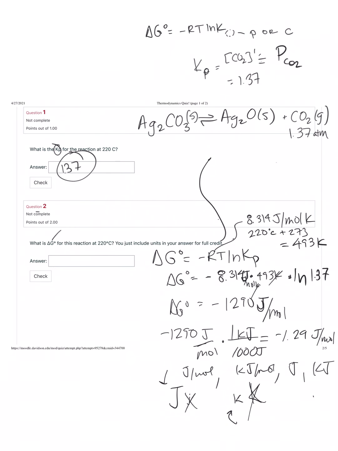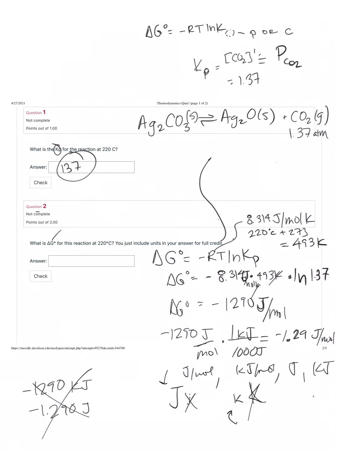It will not let me enter different cases, but it will recognize different cases when you type them in your answers. The reason we have to specify our units is because we had negative 1290 joules per mole and then negative 1.29 kilojoules per mole. If you tell me negative 1290 kilojoules, that's wrong, and if you tell me negative 1.290 joules, that's also incorrect.